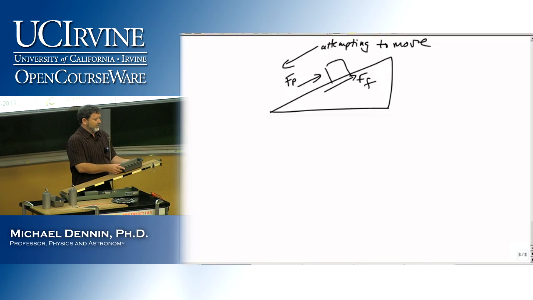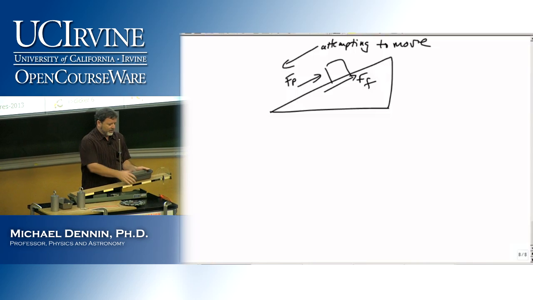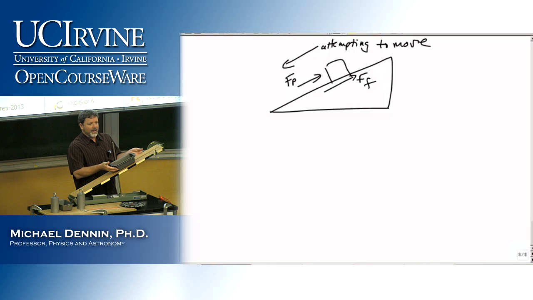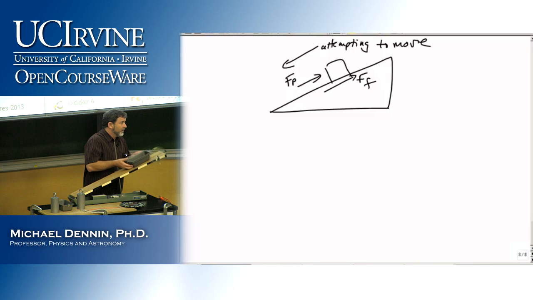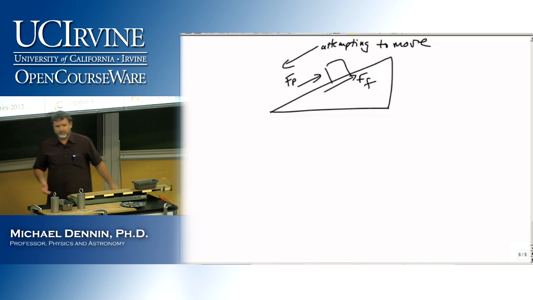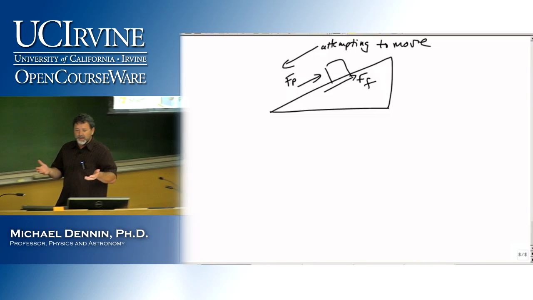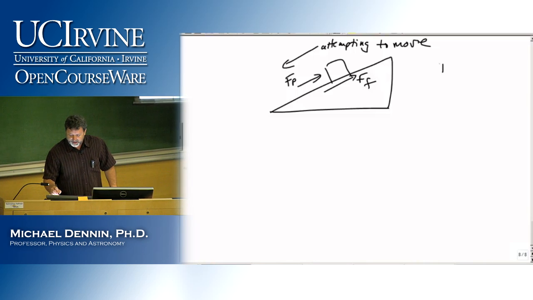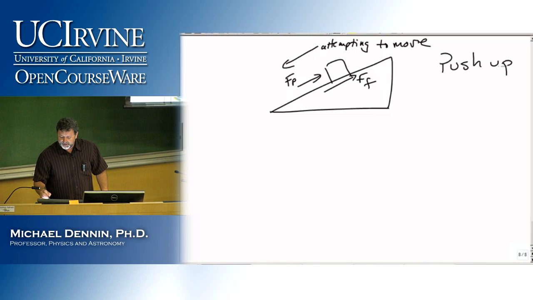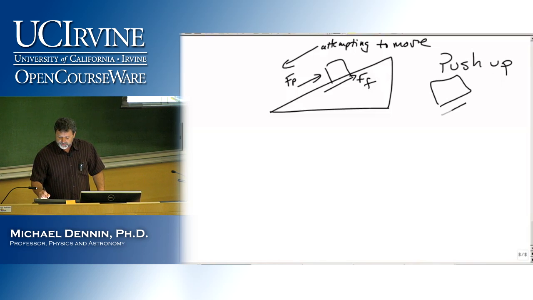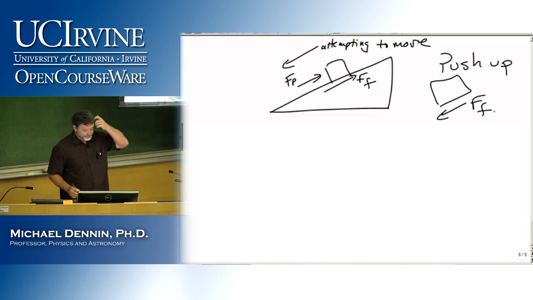If I put it up here, I now need some force to hold it in place. But I need less force than if there was no friction, because friction is still helping me. If I want to push it up the ramp, now what's the attempted motion? Up the ramp. So now which direction is friction? Down. So if I try to push up, there's a new direction for friction. It goes down.